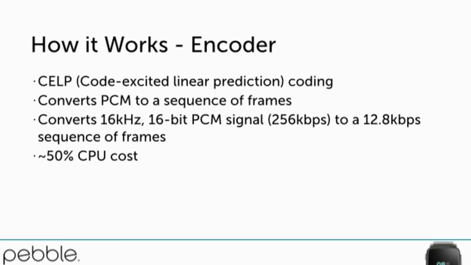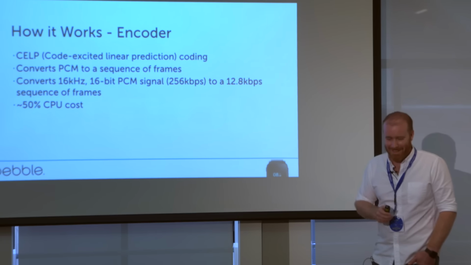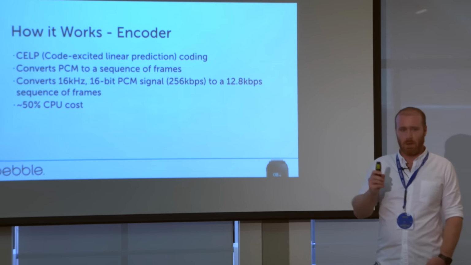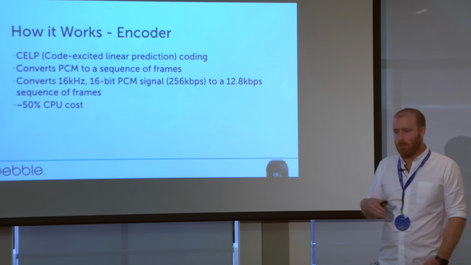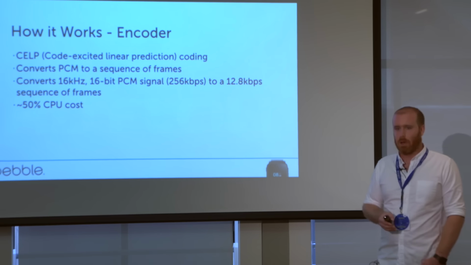Under the hood, it's doing what's called code-excited linear prediction coding. I don't know the details. It's all very complicated. We just use a library. It was optimized for our processor because even as good a performer as it is, it's still very demanding on our hardware.